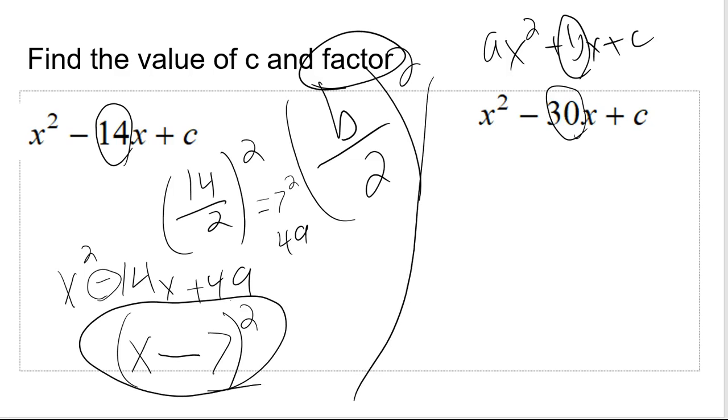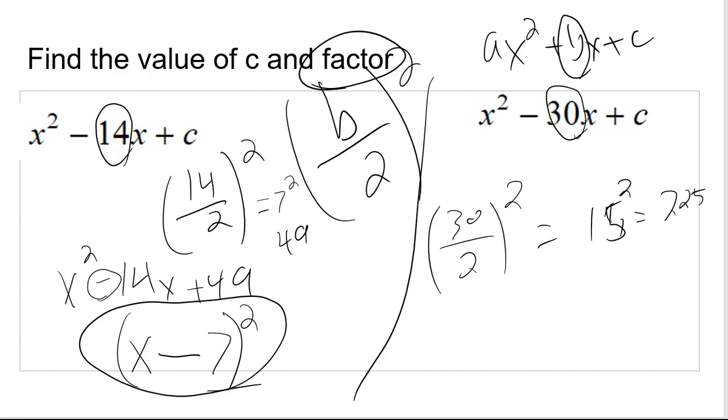Let's move on to the other one. So 30. 30 divided by 2 squared equals 15. Then all we've got to do is take 15 squared, and we're going to get our number. Remember, this negative doesn't mean anything until the end. We're just going to take 15, I want to make sure I get the right number. It's 225. So then we're going to rewrite it. x squared minus 30x plus 225.